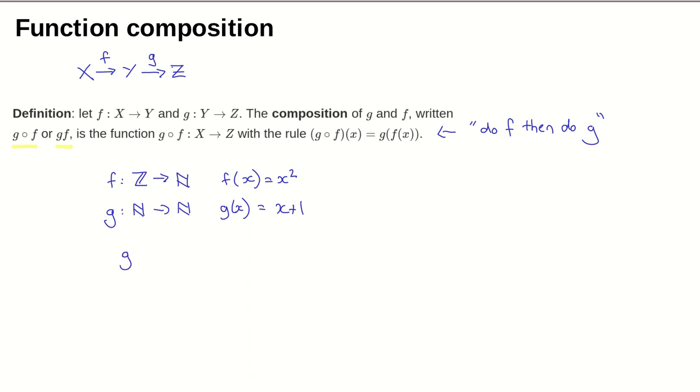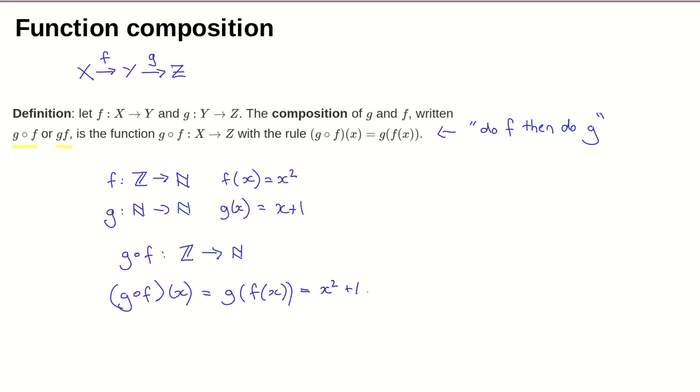And G composed with F would go from, well, what should happen? It should have the same domain as F. So it should go from Z, which is the domain of F, to the codomain of G, which is N. Its rule should be that G composed with F of an integer x should be G of F of x. In our case, F of x is x squared and G of x is x plus 1, so this would be x squared plus 1.